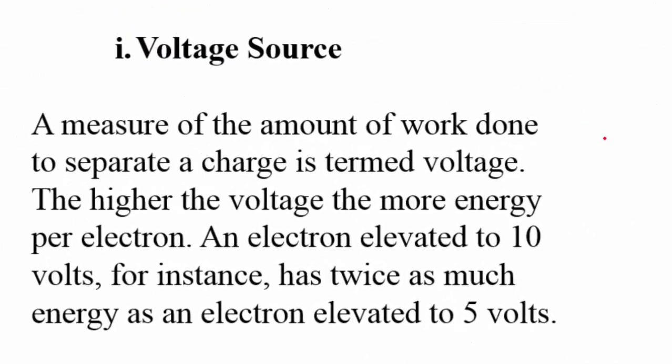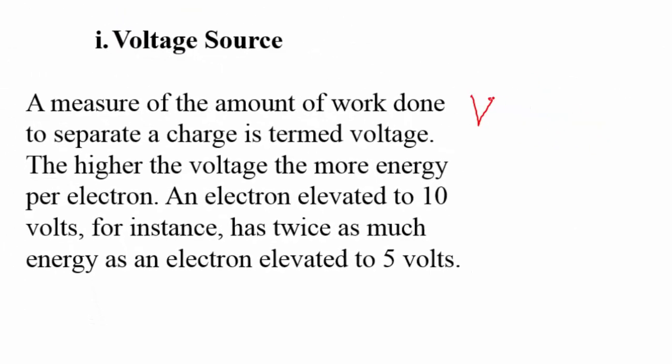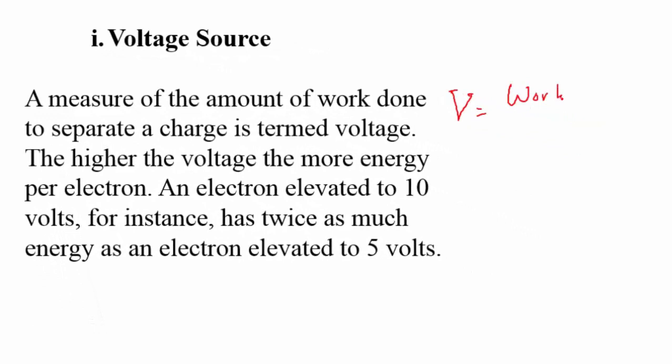So in terms of equations, voltage, which we give the symbol V, is equal to the work done over charge, the work done per charge. This is the voltage, and the unit of voltage is volt, where 1 volt is equal to the unit of work per unit of charge, so it will be 1 joule per coulomb. That's 1 volt, it's 1 joule per 1 coulomb.